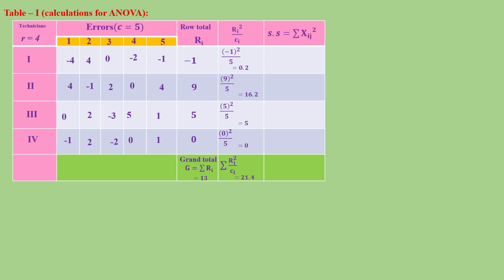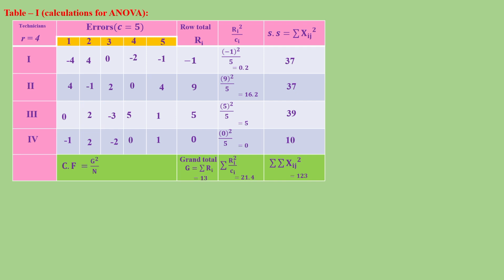Next, sum of squares, summation of xi square. So square each number in the first row and add up all the numbers. So minus 4 square plus 4 square, 0 square, minus 2 square, plus minus 1 square. Adding all these you will get 37. Similarly for the second row, third row 39 and fourth row 10. So adding all the sums of squares, the sum of squares is equal to 123.